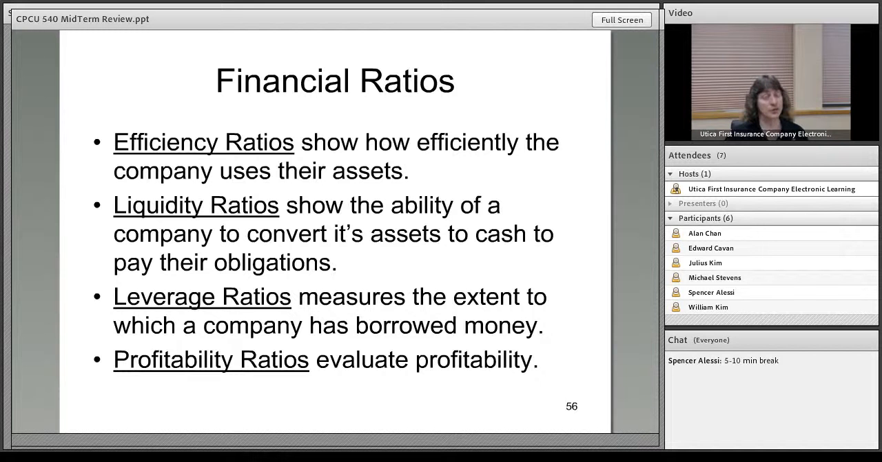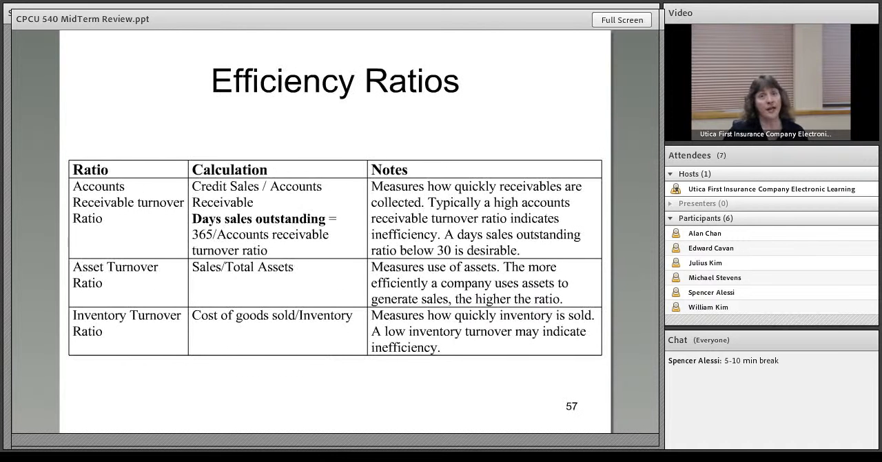Now, we gave you these charts, and I they do, because if you can understand what they do, you can understand the formula. The formula will come to you.